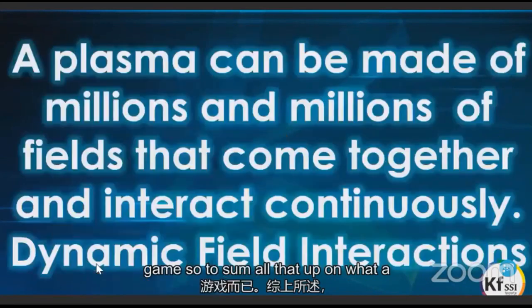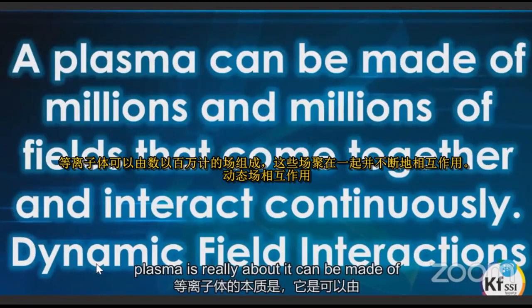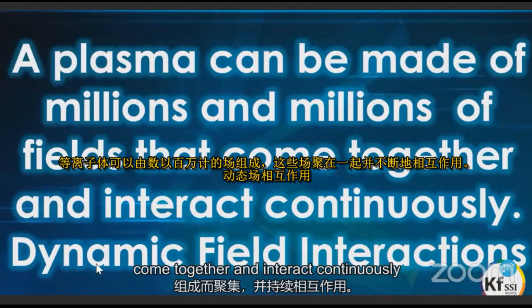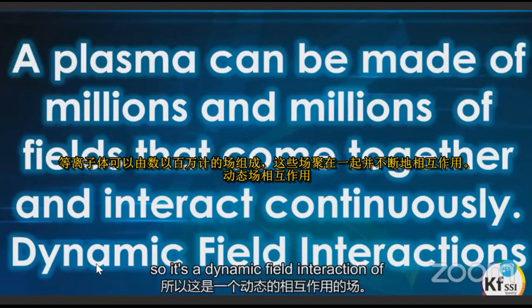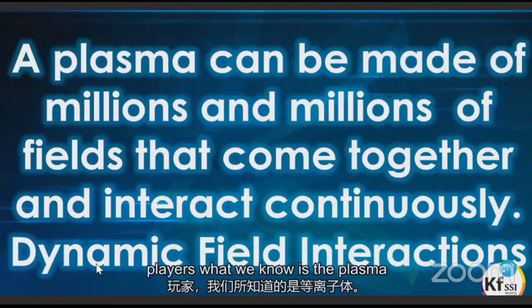So to sum all that up on what the plasma is really about, it can be made of millions and millions of fields that come together and interact continuously. So it's a dynamic field interaction of these fields, and that's what creates the plasma, what we know as the plasma.